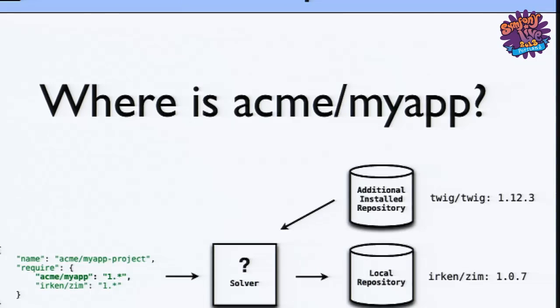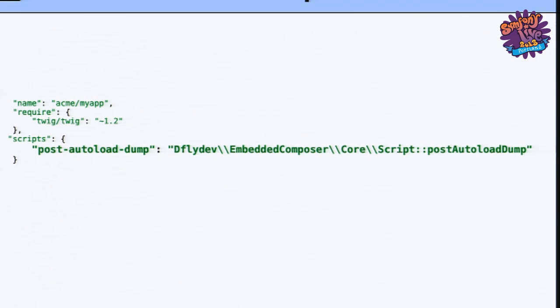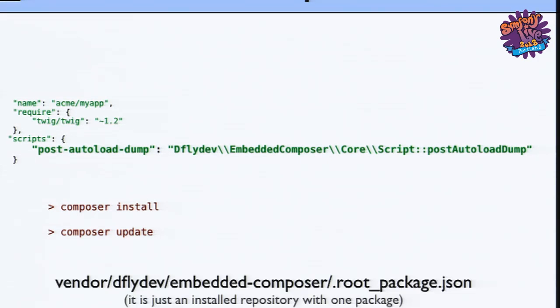To help illustrate this, I'm going to take this slide that I showed you guys earlier, and I don't know if anyone noticed this or not, but where's Acme MyApp? It's not in the additional installed repository. It's not in Zim. It's not in the local repository. This can be handled by a script. The script's job is, anytime the autoloader is generated, to dump what it thinks is the root package into another repository. Composer install and composer update will both trigger this functionality.